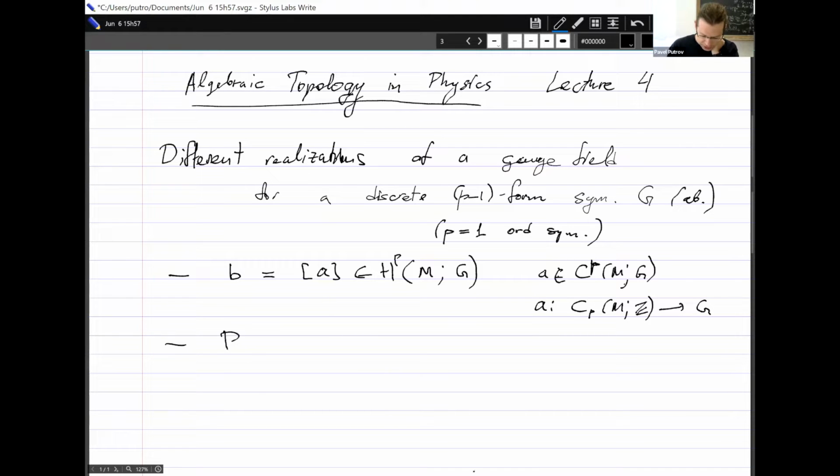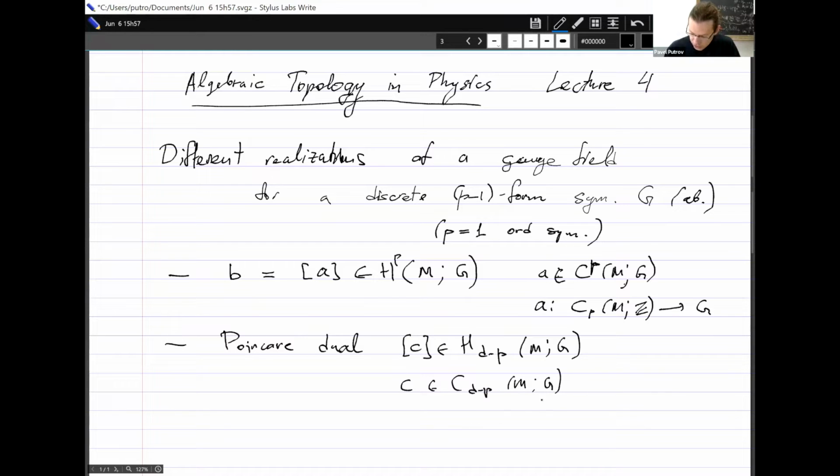Then there was an equivalent realization in terms of the Poincare dual class in the homology group. The chain representing this Poincare dual has an interpretation, as we argued, as a network of topological charge operators, which are labeled by the elements of this group G, and that's why it's a chain with coefficients in G. More, it's a cycle, meaning that these defects in the network satisfy a certain consistency condition in the junction.